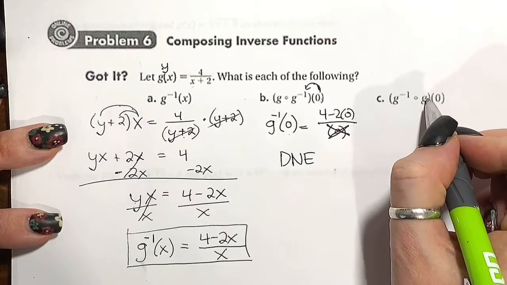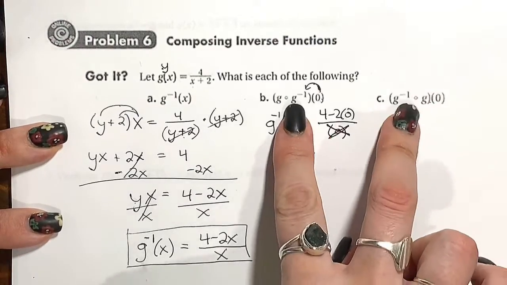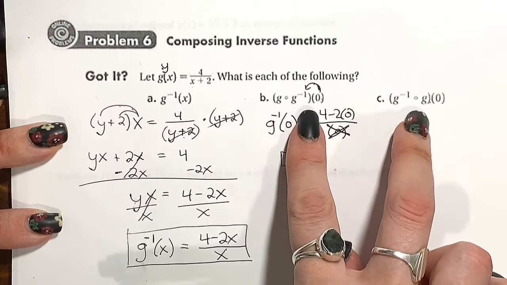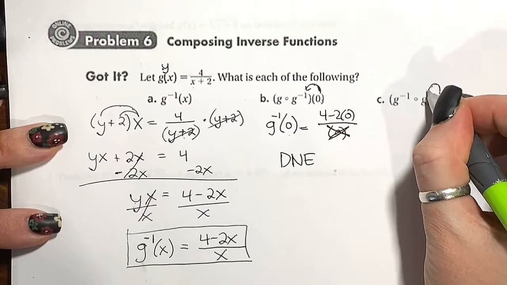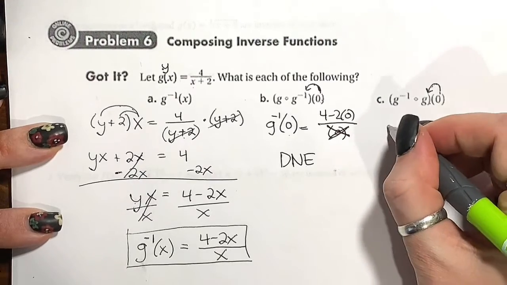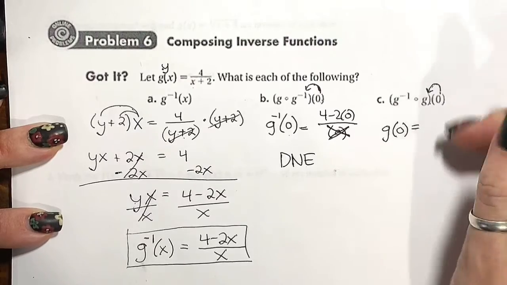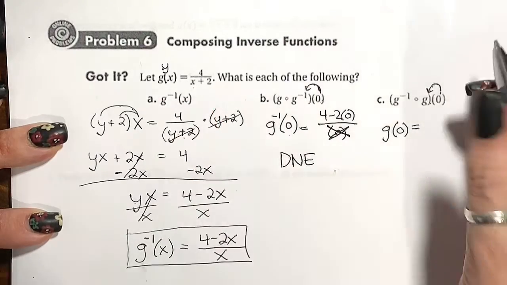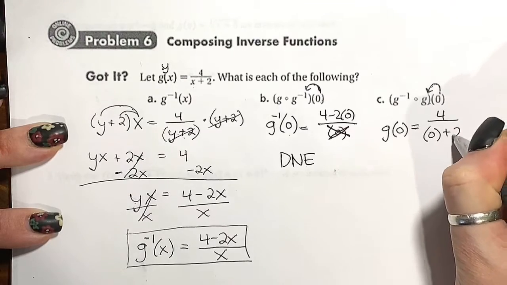But let's try the other direction. Now we have G inverse composed with G. So these are different. Notice the order of the G's in the inverse. This time G comes second, so we're plugging 0 into G first. If I plug G of 0, I'm going to put a 0 into my G function. We're going to have 4 over 0 plus 2.